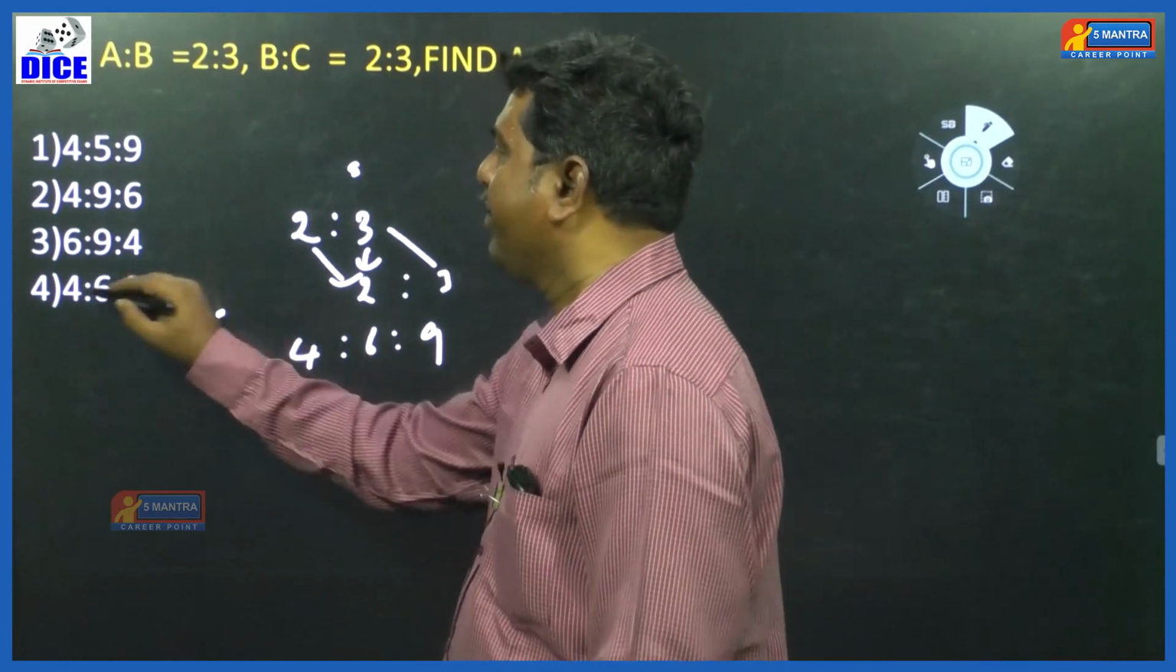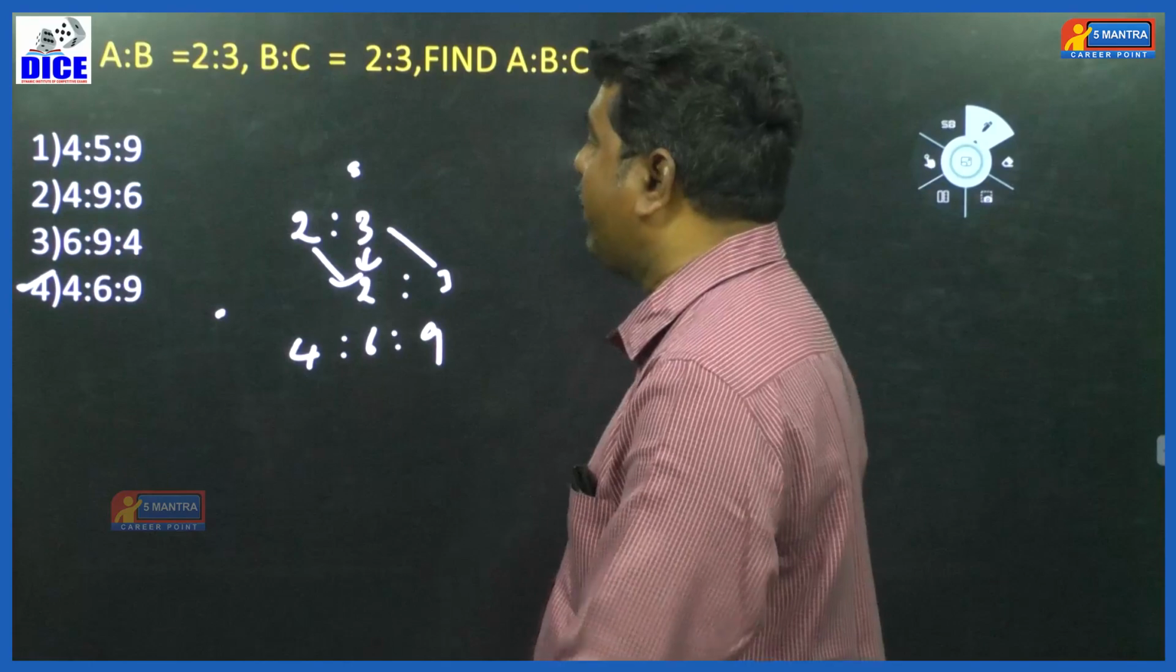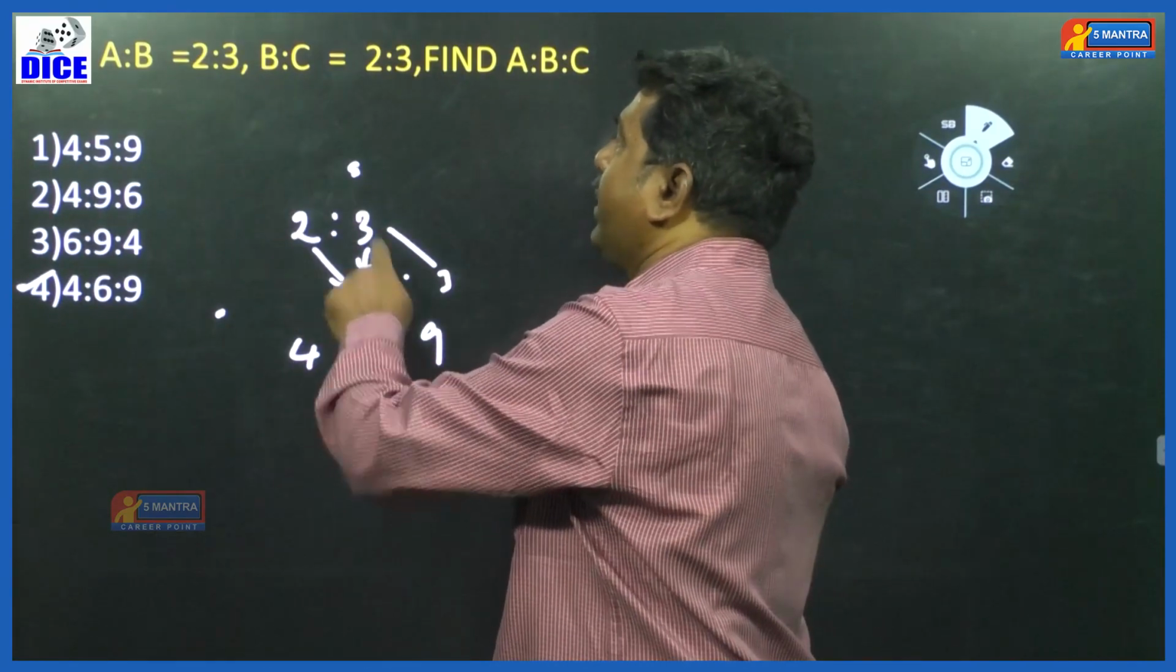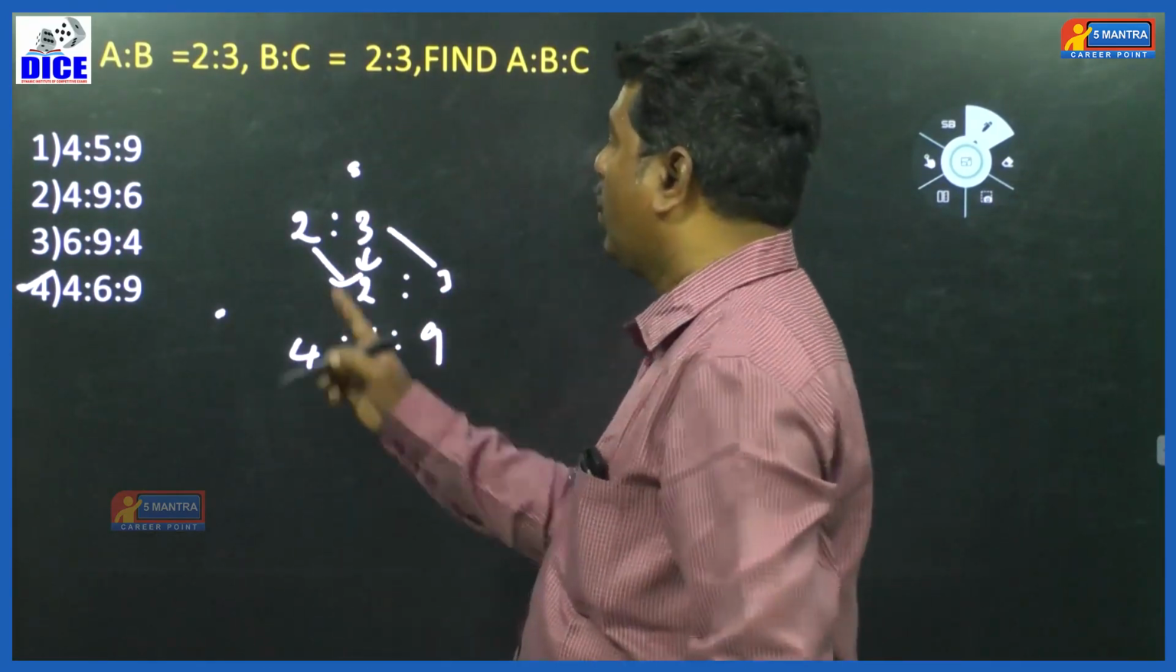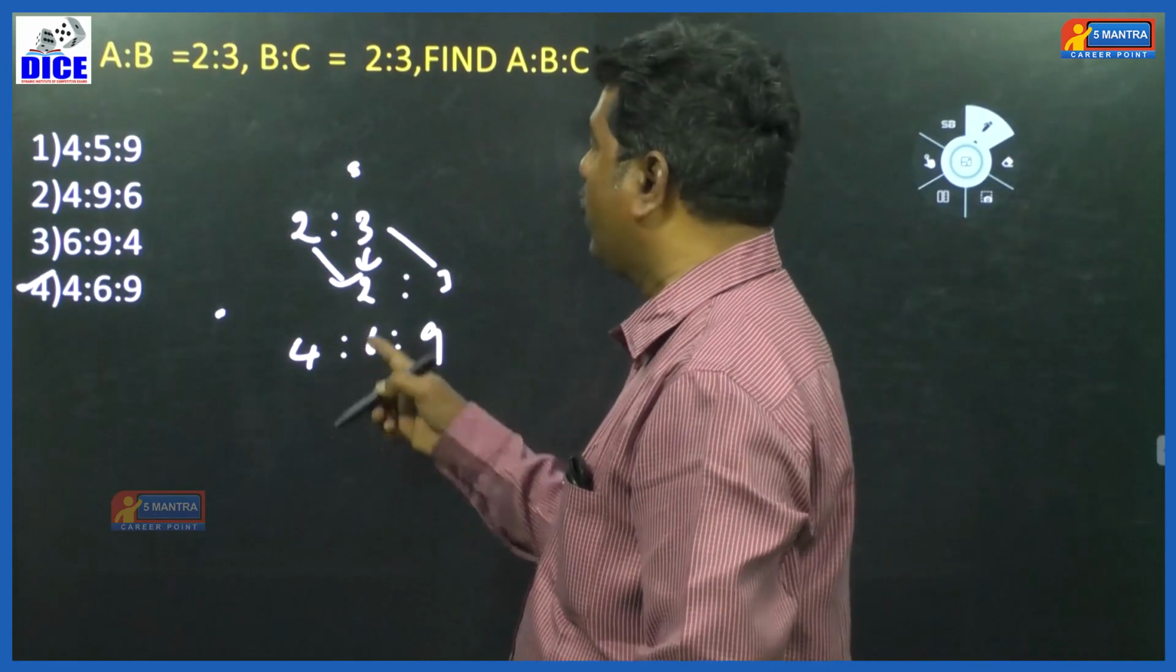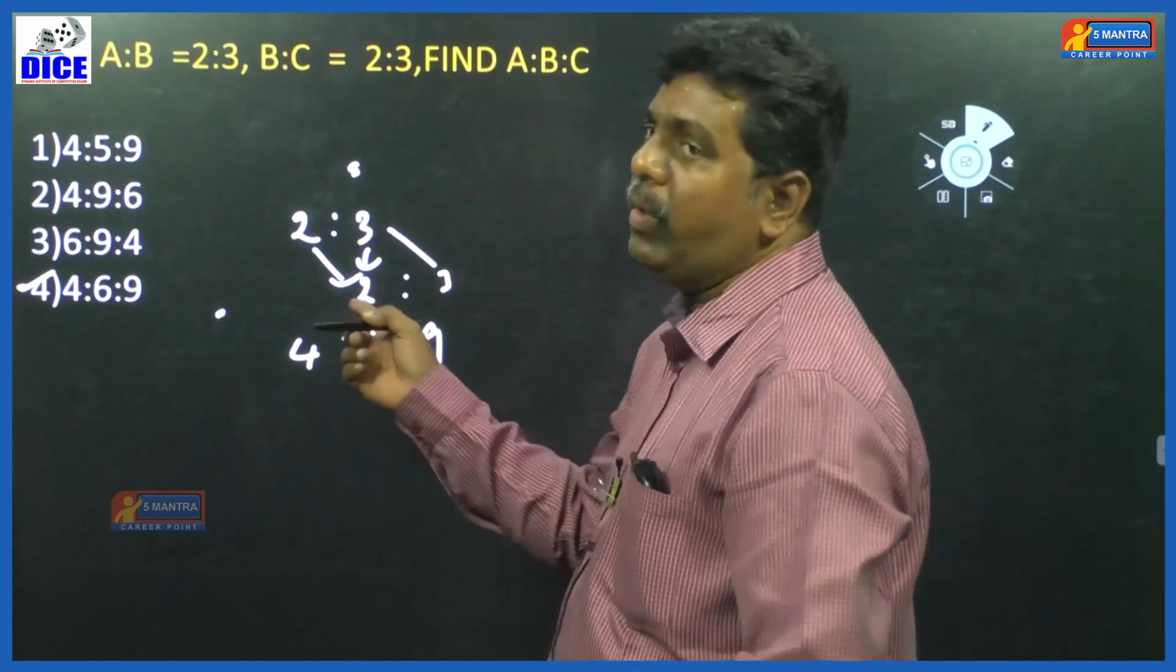Fourth one is the right answer. So how to do the problem is first write down like this. First one is 2 is to 3, second one is 2 is to 3. So 2 into 2, 4. 3 into 2, 6. 3 into 3, 9. We can do this method.